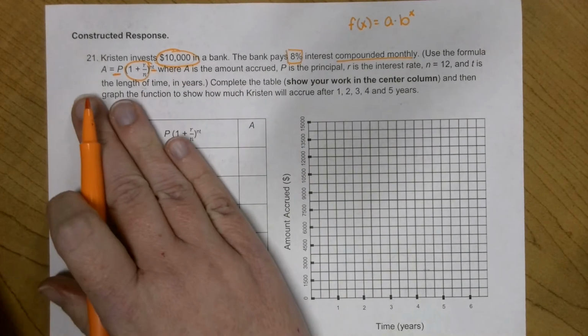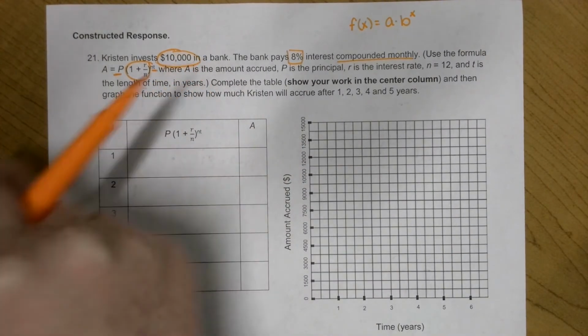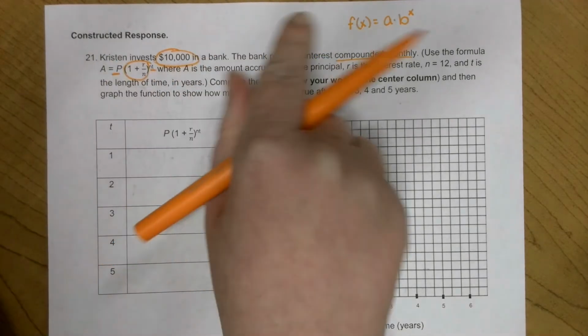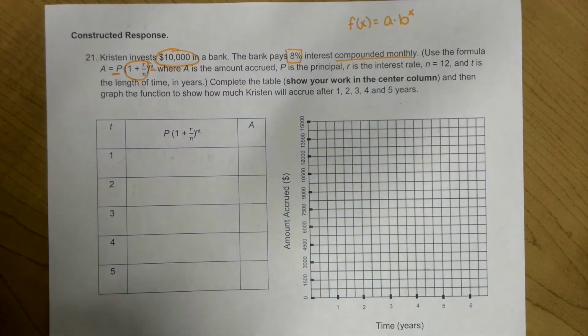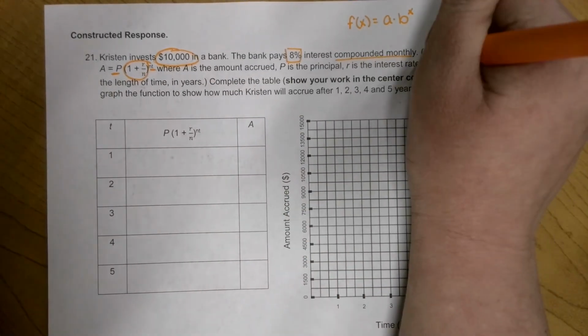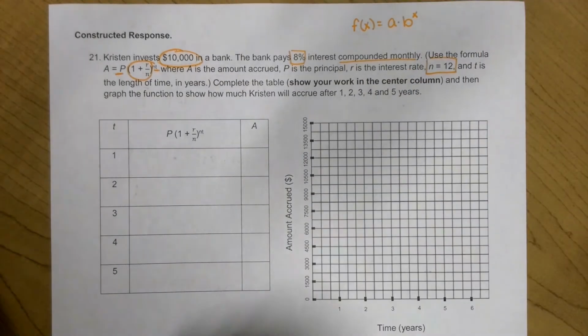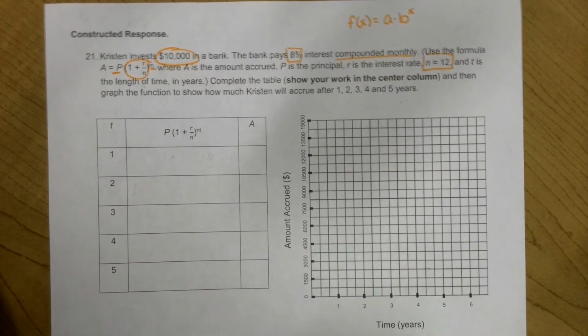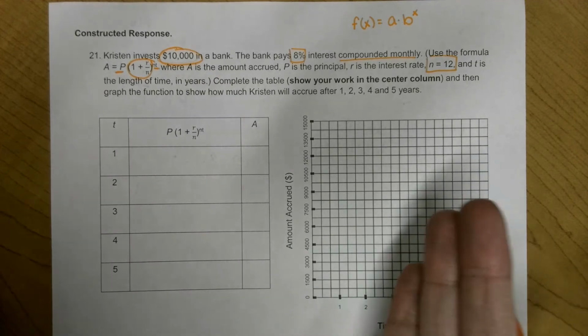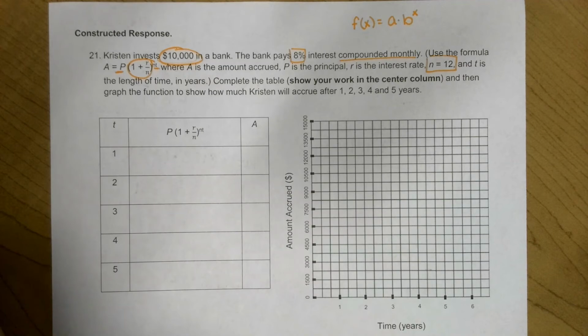All right, so we have A equals, A is the amount accrued, so that's how much money is in your account. P is the principal, which is your initial deposit. R is your interest rate. N is 12, and it tells you to put 12 in for N. Why are we using 12? Well, it's compounded monthly. So you divide your interest rate by 12, multiply your exponent by 12 to balance it.